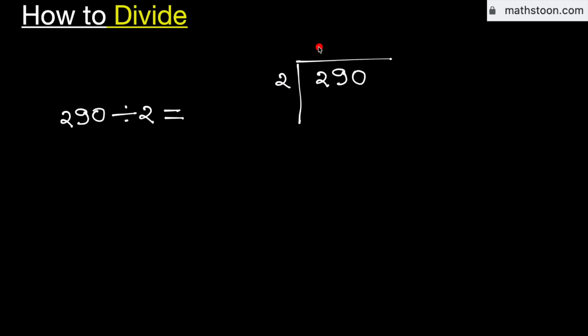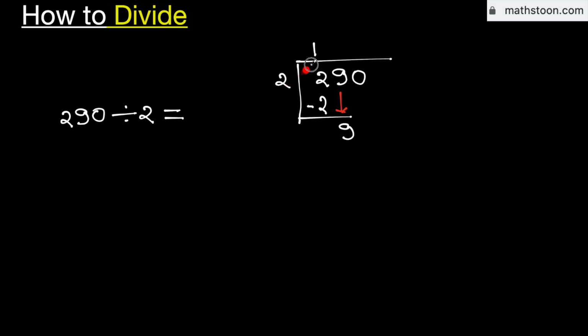We know that 2 times 1 is equal to 2. Subtract, we get 0. Now this 0 is less than 2. That is why we need to bring down this adjacent 9 here. Look that this is the number 9. So we will remove this 0.